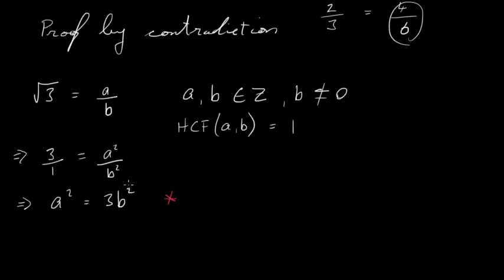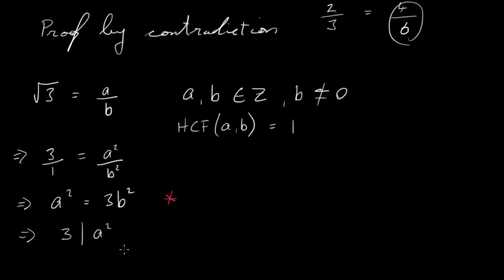b times b, or b squared, here is also an integer, and we're multiplying it by 3, which is also an integer. So the right hand side is equal to an integer. In other words, a squared is some multiple of 3. We can multiply some number by 3 and we will get a squared. That means that a squared is divisible by 3. 3 will divide into a squared.